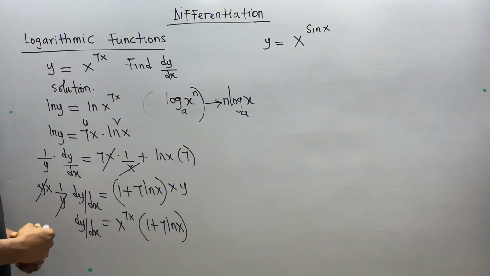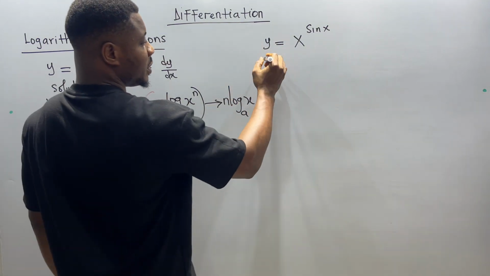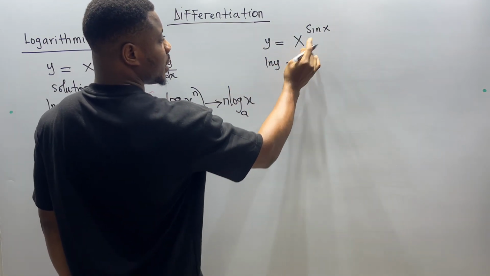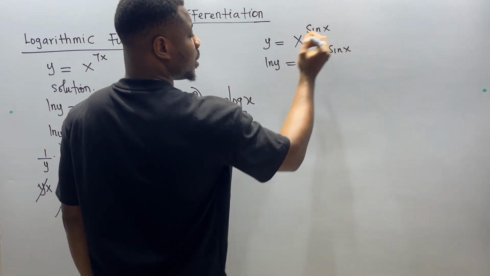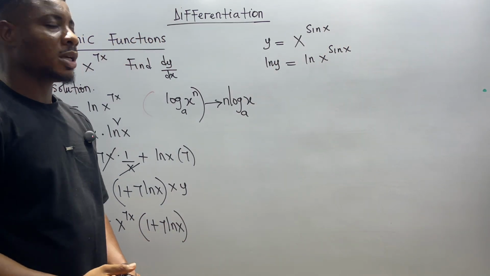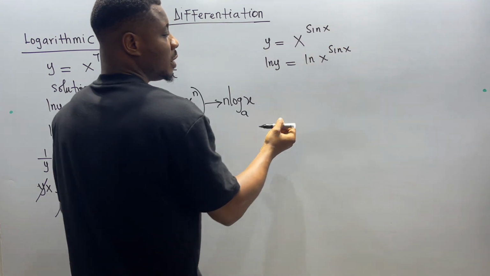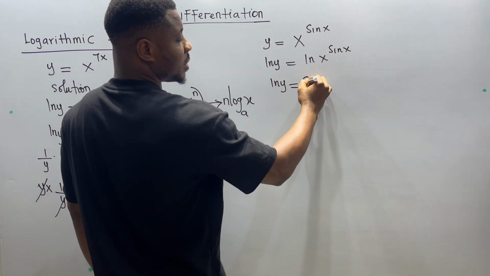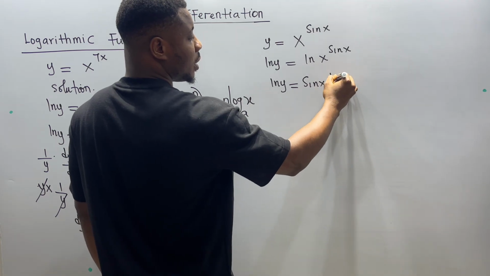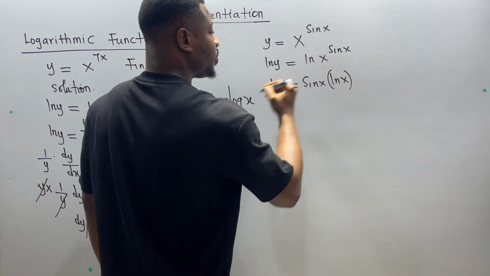Our first step will be to take log of both sides. Take log of this, ln y. Take log of what we have here, we have ln x to the power of sine x. The second step would be let the power here come downwards. So we have ln y is equal to sine x, ln x.